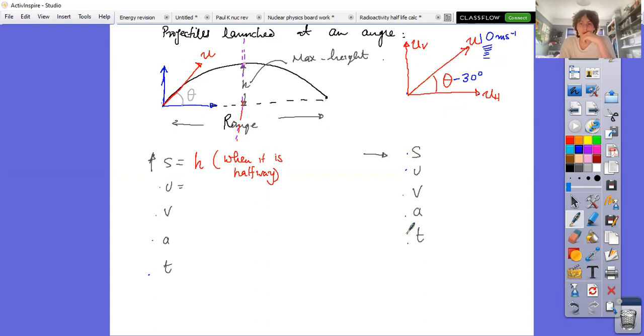So 10 cos 30 degrees would be horizontal or vertical? Horizontal. So I can say here that my horizontal would be, 10 is u, and 30 is theta, so I'm just going to call it u cosine theta. I've got to write this down here as well.